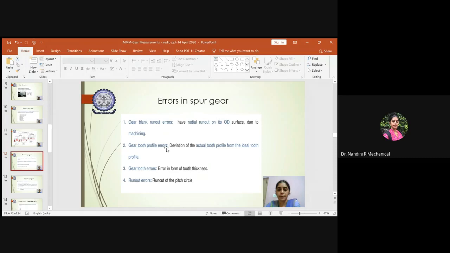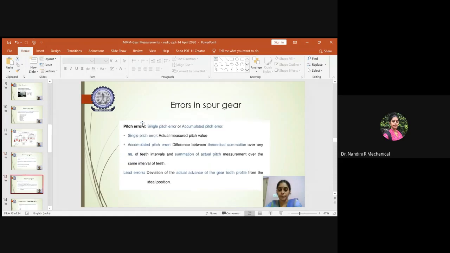So run out errors is nothing but the run out of the pitch circle. Gear tooth error is an error in the form of the tooth thickness that you're measuring. Gear tooth profile error: if you come across any deviation from the actual tooth profile, then you will come across the gear tooth profile errors. And similarly, gear blank run out errors: if you have radial run out in the outer diameter surface of the given gear, then you come across these gear blank run out errors.